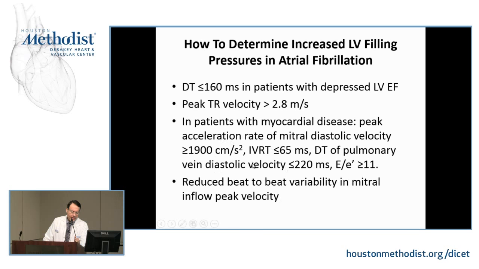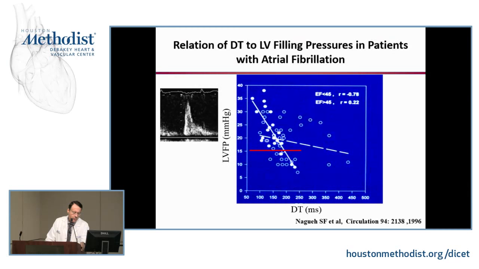If someone has a diseased heart, not a normal heart, the lone AFib, if you would, are not in this discussion. Look at the acceleration rate, look at the IVRT, look at the decel time of the pulmonary veins, look at the septal E to E prime ratio, look at reduced beat-to-beat variability in mitral inflow. All of these are very useful. So before you look at a case of atrial fib and say cannot assess diastolic function, look carefully at all of that info that you have in terms of clinical setting, in terms of quality of signals and consistency of the observations across the different variables.